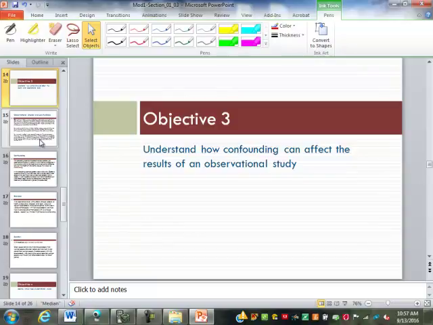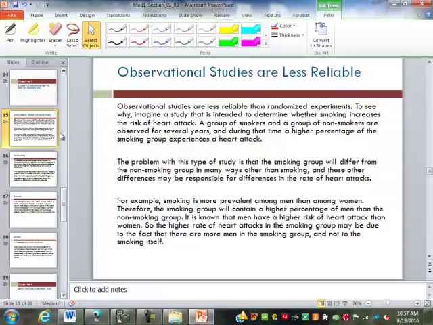It's an outside result that cannot be controlled under the experimental conditions. If you can control it, you do. If you can't, you have to account for it. And that's what confounding is, the stuff that we just cannot control, so we have to figure out how to account for it. So observational studies are obviously less reliable than randomized experiments, because in randomized experiments, we can do everything we can to eliminate confounding.